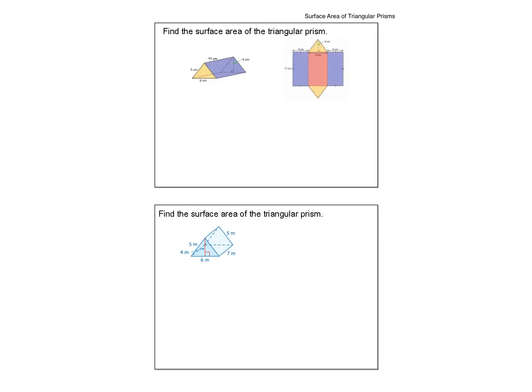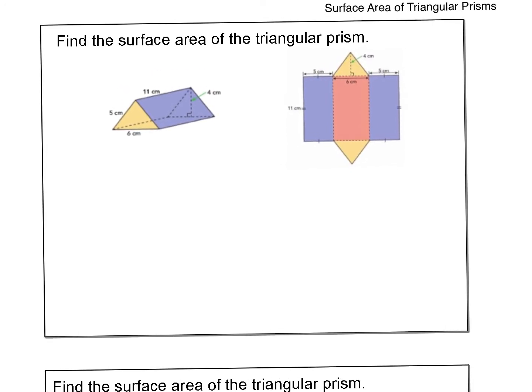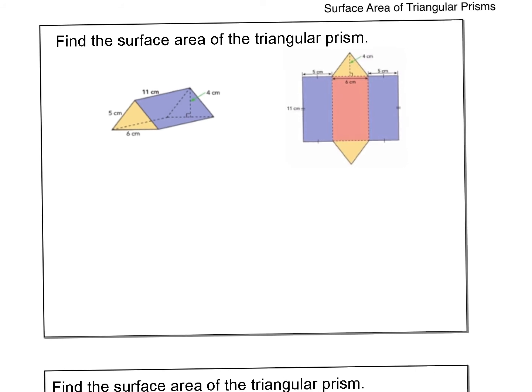So using that same triangular prism that we just saw on our last page, we're going to find the surface area of that triangular prism. So what we're doing is adding 3 rectangles. So I'm just going to draw us our little formula here. 3 rectangles plus 2 triangles.